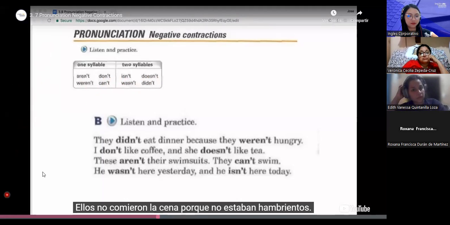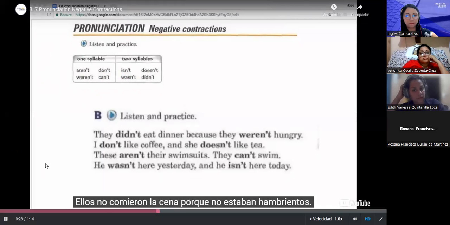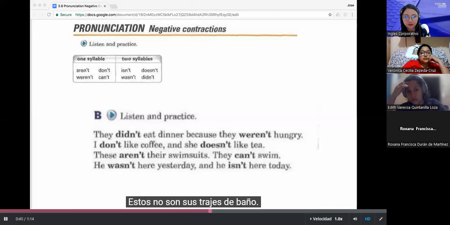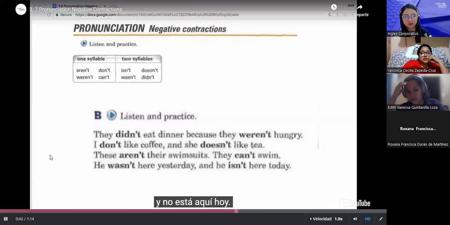Let's continue. They didn't eat dinner because they weren't hungry. Okay. I don't like coffee and she doesn't like tea. These aren't their swimsuits. They can't swim. He wasn't here yesterday. And he isn't here today.